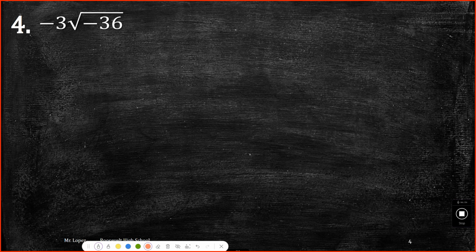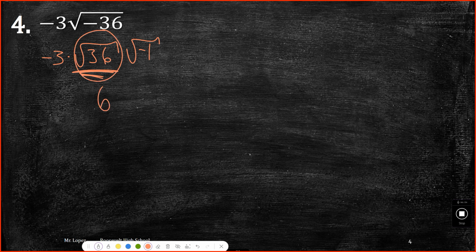All right, because this is a Monday, we've got to get going with this. Negative 3 is outside. Separate the positive from the negative. Square root of 36 times square root of negative 1. What's the square root of 36? 6. And then it's going to become free. Square root of 36 is 6. Times it by negative 3 times square root of negative 1.